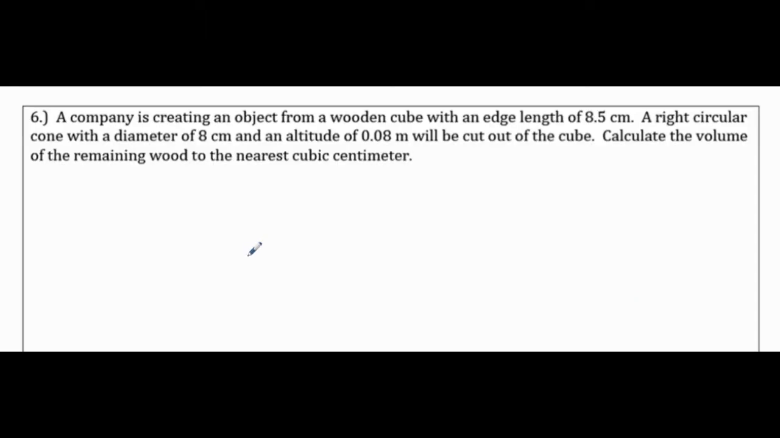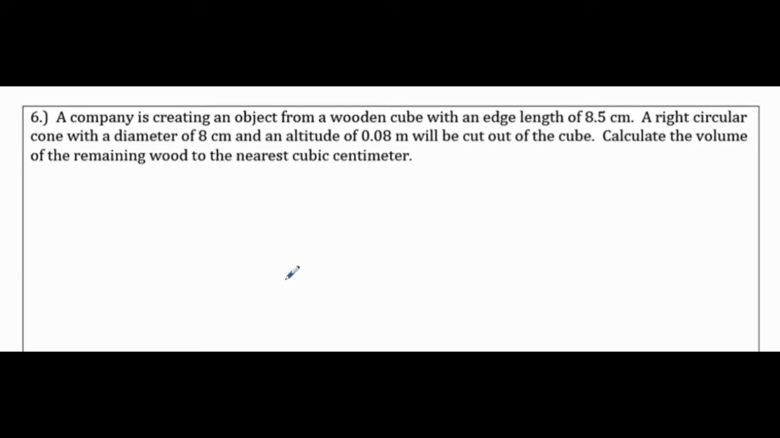Number 6, a company is creating an object from a wooden cube with an edge length of 8.5 centimeters. A right circular cone with a diameter of 8 centimeters, and an altitude, which is another word for height, of 0.08 meters. Okay, we have centimeters, meters, something left to be converted, will be cut out of the cube. So you have a cube, you're cutting out a cone. Well, what do we do when we cut something out? We subtract it, right? Calculate the volume of the remaining wood to the nearest cubic centimeter.